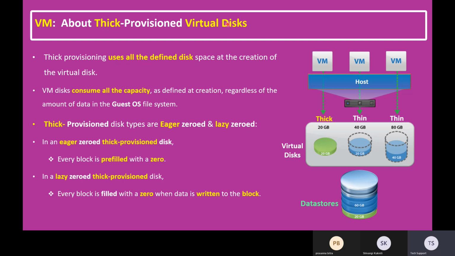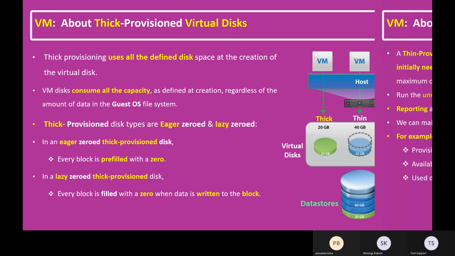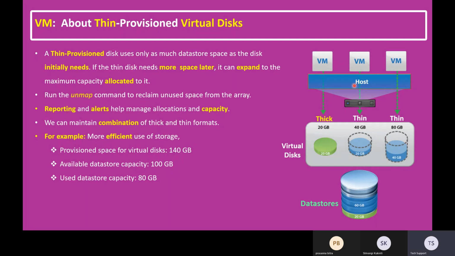This is about the thick provisioned virtual disk. Now let's try to understand the thin provisioned disk. For the thin provision disk, I'm using the same diagram to understand the difference. A thin provision disk uses only as much data store space as the disk initially needs. Let's say I gave the disk size as 40 GB, but the initial need is only 20 GB. If the thin disk needs more space later, it can expand to the maximum capacity allocated to it. How much we allocated here is 40 GB.